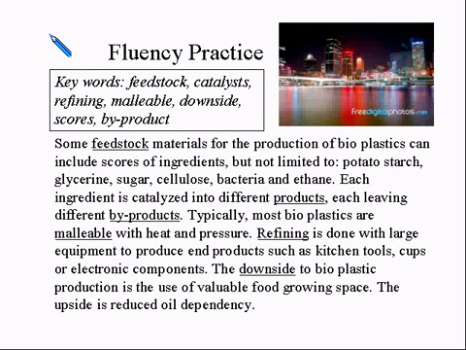Now, it's time for today's fluency practice. Our fluency practice is brought to you by this random picture of a city. The key words are feedstock, catalysts, refining, malleable, downside, scores, and byproduct. Some feedstock materials for the production of bioplastics can include scores of ingredients, but not limited to potato starch, glycerin, sugar, cellulose, bacteria, and ethane. Each ingredient is catalyzed into different products, each leaving different byproducts.